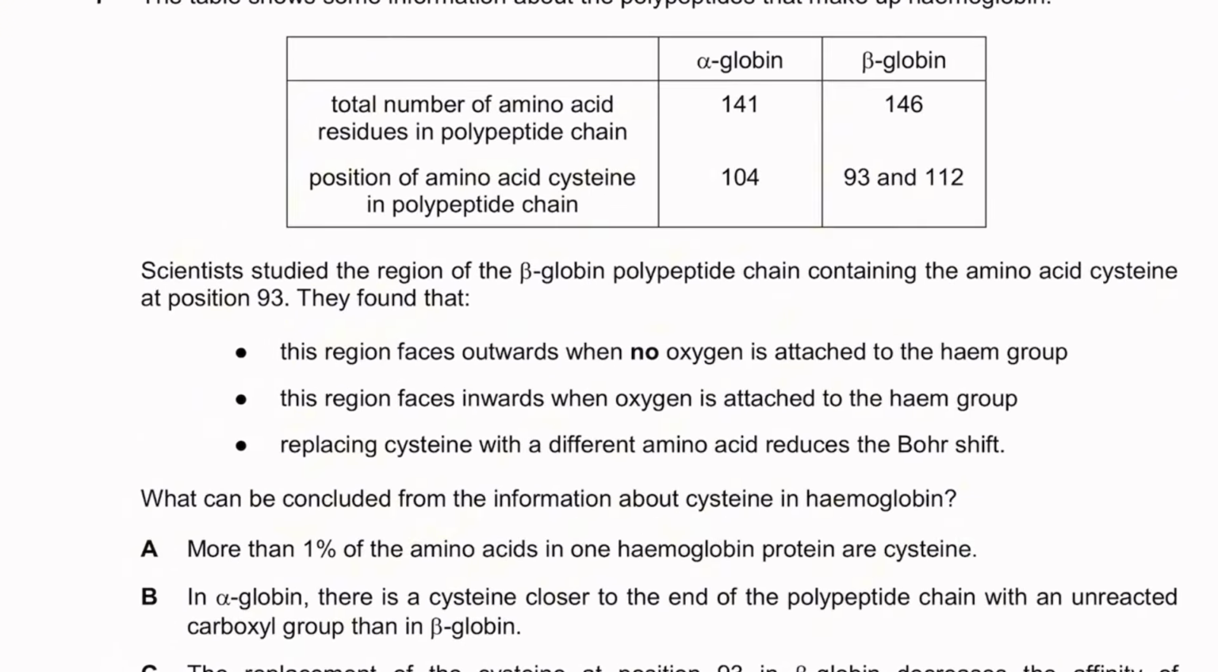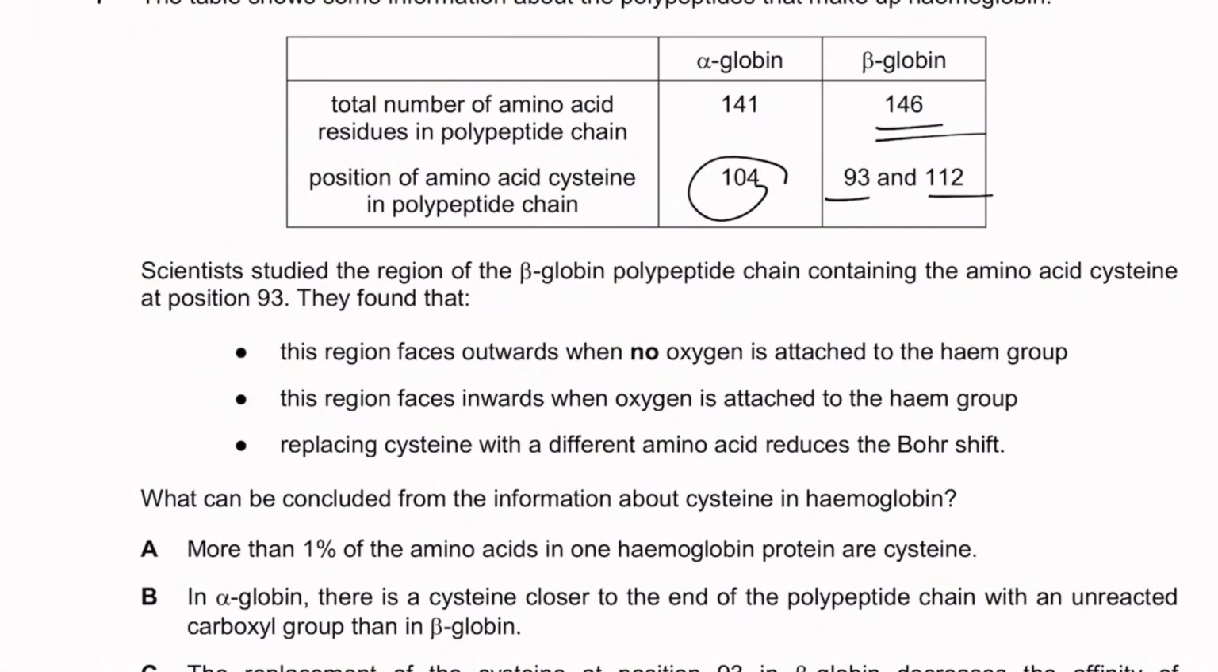The table shows some information about polypeptides that make up hemoglobin. So there's alpha globin, there's beta globin, and the total number of amino acid residues in the polypeptide chain. So you could see a total number of amino acid residues in the polypeptide chain. This one is a little bit longer, and the position of the amino acid cysteine in the polypeptide chain, here it's at 104. Here we have 2 positions for the amino acid cysteine.